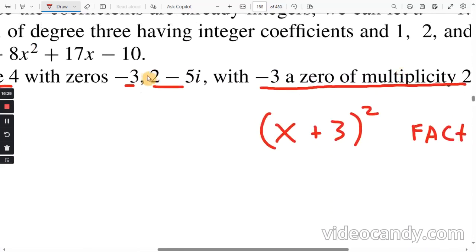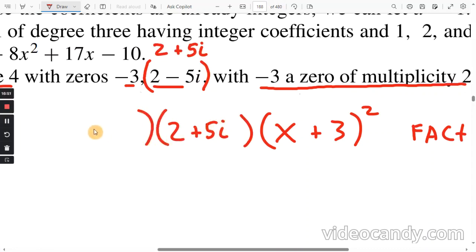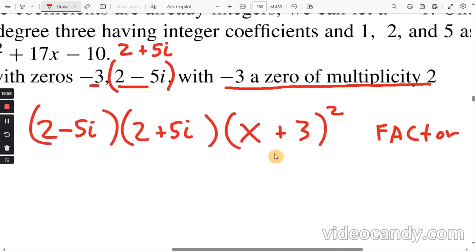Now, remember, for these complex numbers, they always come in pairs for the zeros. So if you have 2 minus 5i, you have to change the plus or minus sign on the imaginary part, and you'll get 2 plus 5i. All right, so 2 plus 5i is a factor, and 2 minus 5i is also a factor. So these right here are the factors.